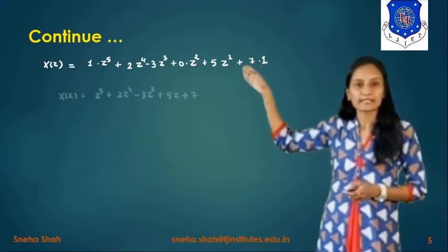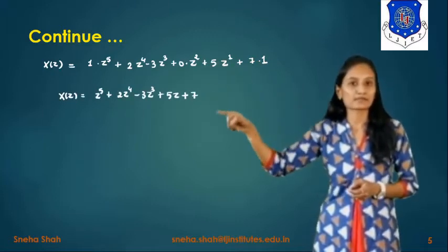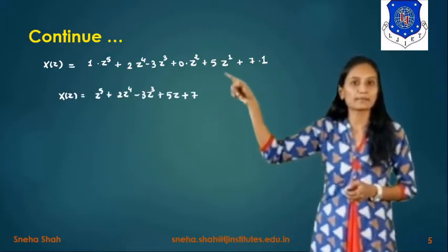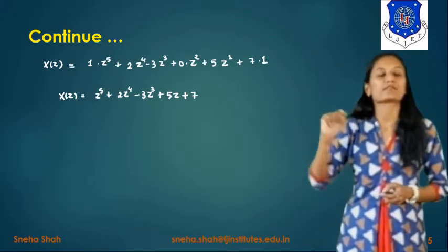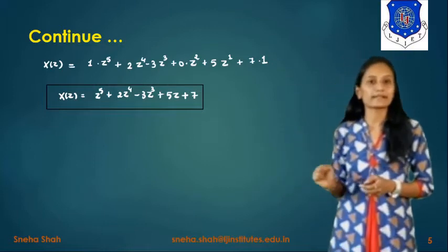Now if I am simplifying this term, it will give you 1 into z raised to 5, z raised to 5 plus 2 z raised to 4 minus 3 z raised to 3 plus 5 z plus 7 into 1, which is 7. So this is your final answer of X of z.